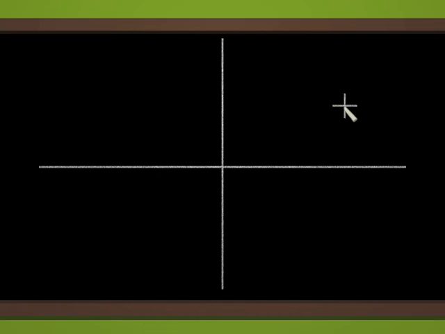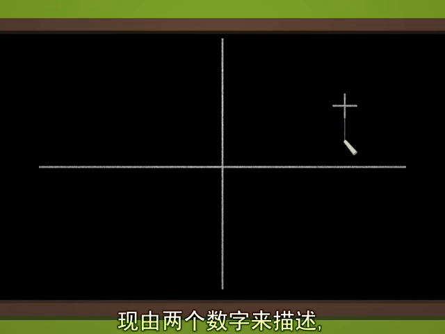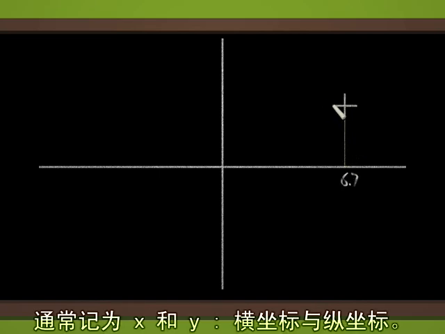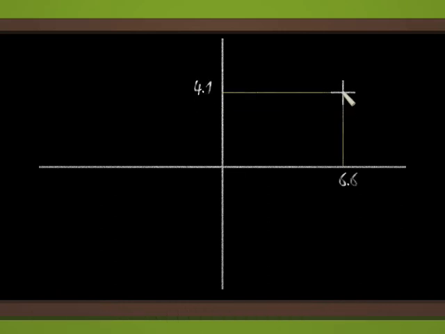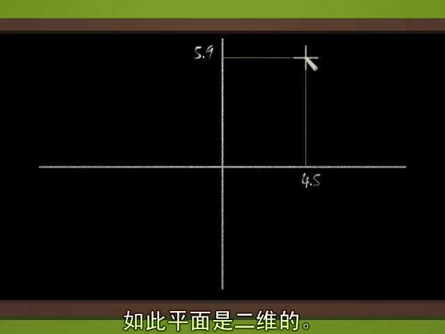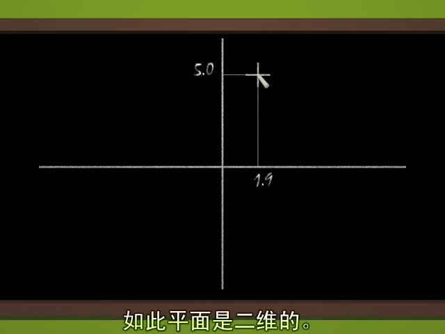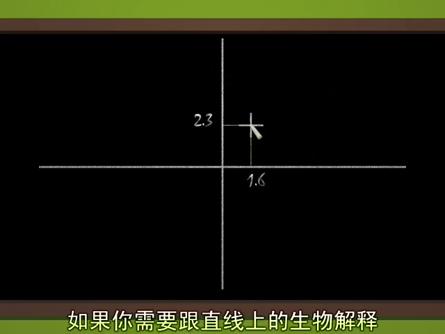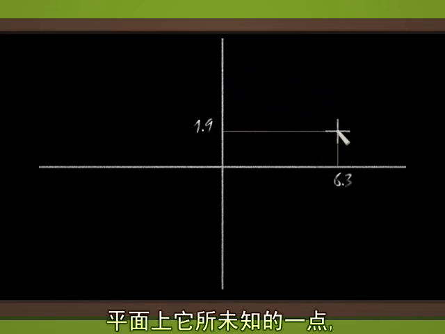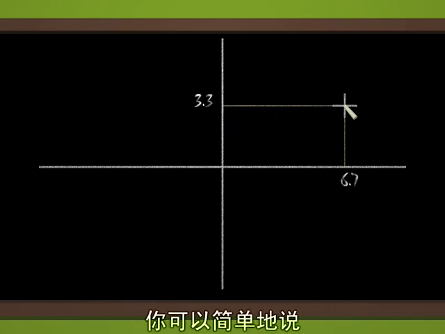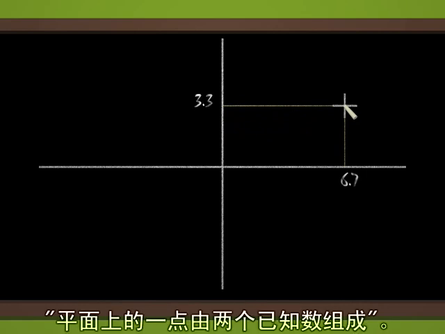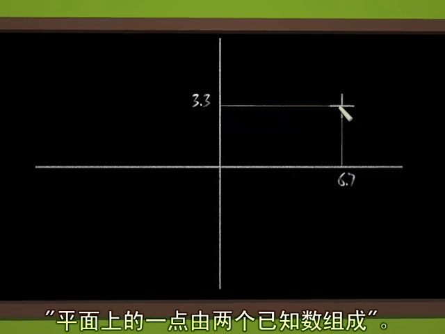Now, I draw a second axis perpendicular to the first one. Each point in the blackboard plane is now completely described by two numbers, usually denoted x and y, the abscissa and the ordinate. The plane has dimension 2. If you had to explain to some being living on a line what it is to be a point in the plane that is unknown to him, you could simply say, a point in the plane is just a pair of numbers.